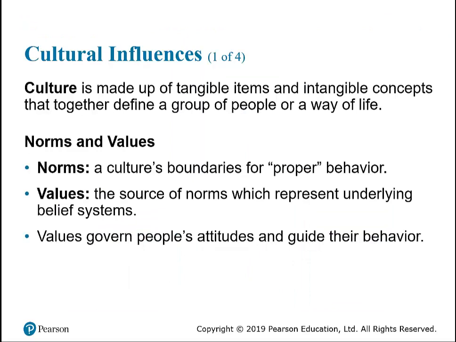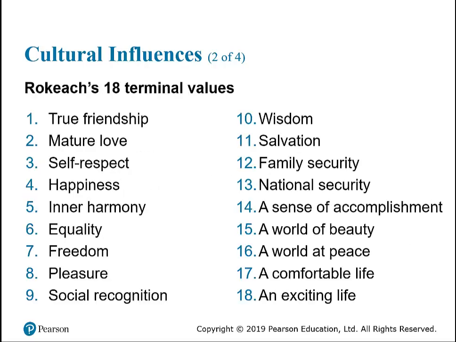In your opinion, what is culture and what is cultural influences? Try to explain it in your own words. Norms are a culture's boundaries for proper behavior. Values are the source of norms, which represent underlying belief systems. This figure shows different cultural influences. It includes Rokeach's 18 terminal values. Some of these include true friendship, family security, inner harmony, a world at peace, social recognition, and even an exciting life.